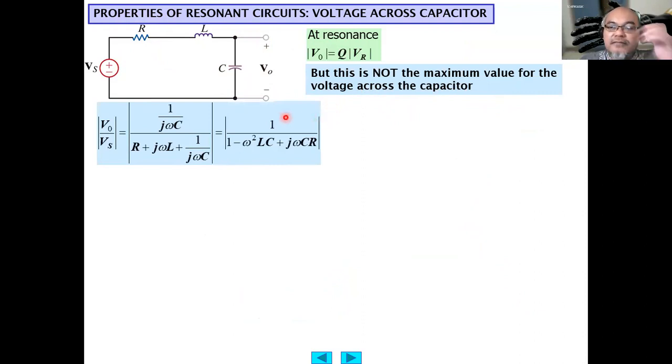So if we derive further, the V output equals 1 over j omega C, divided by the Vs, which equals R, and the ratio equals R plus j omega L plus 1 over j omega C. If we then multiply both the upper and lower parts with j omega C, this becomes 1, this becomes j omega C R, this part becomes 1, and j omega C times j omega L equals negative omega squared LC.